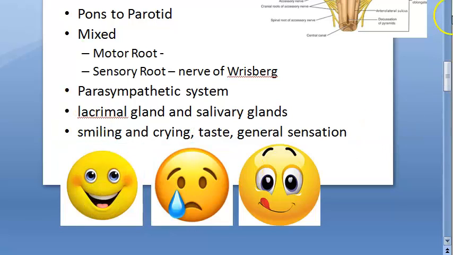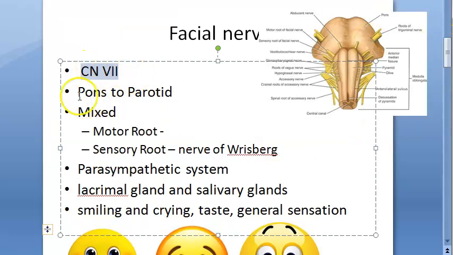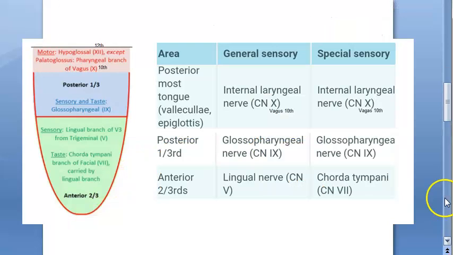So basically, what did you understand? It is the 7th cranial nerve. It runs from the pons to the parotid gland. It has both motor and sensory root. It is part of the parasympathetic system. It is supplying the lacrimal gland and the salivary glands, right? Then let us see what else it does.